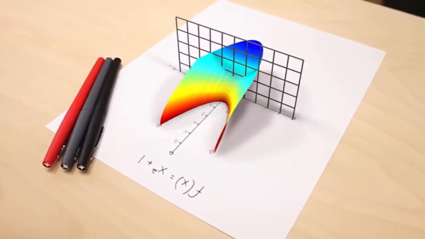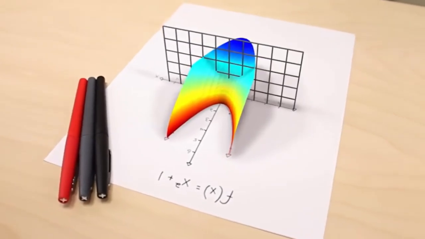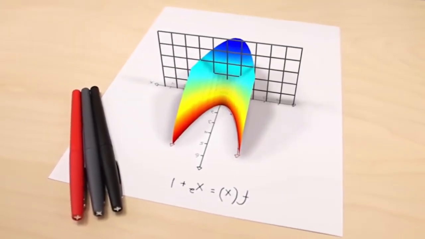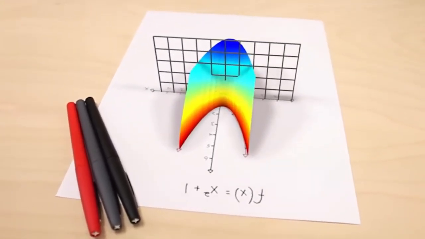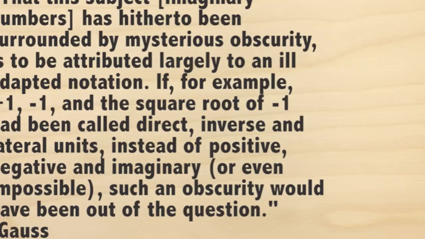So why is this extra dimension that numbers possess not common knowledge? Part of the reason is that it has been given a terrible, terrible name. A name that suggests that these numbers aren't even real. In fact, Gauss himself had something to say about this naming convention.